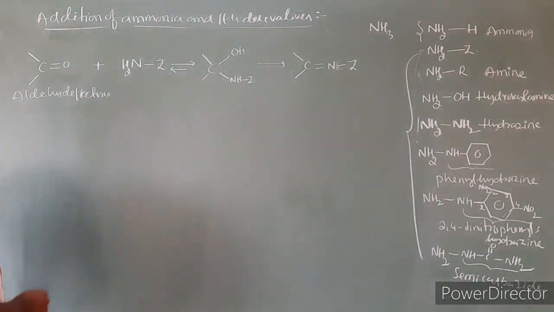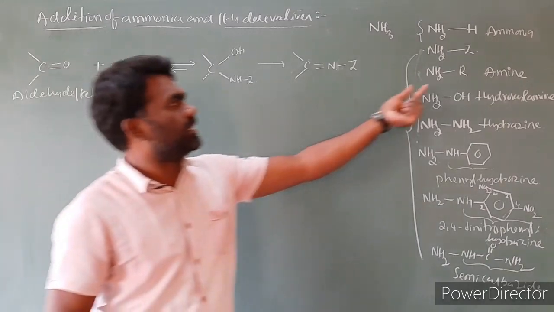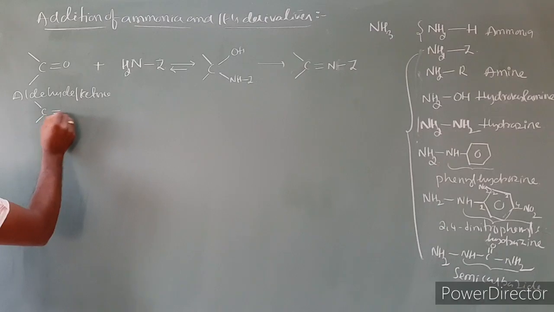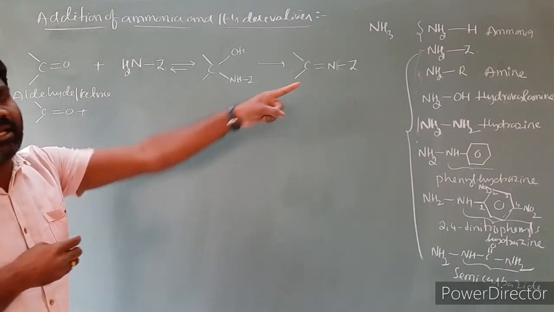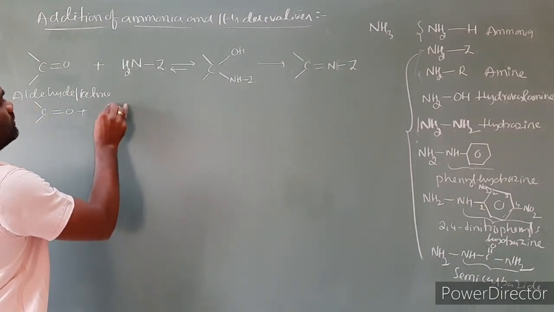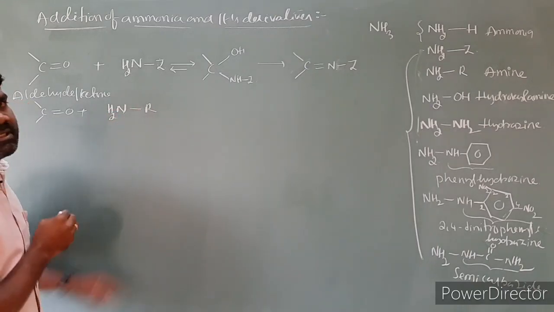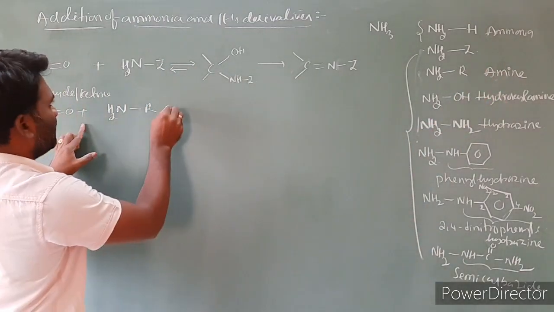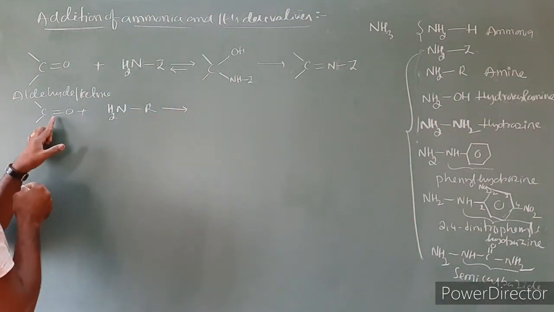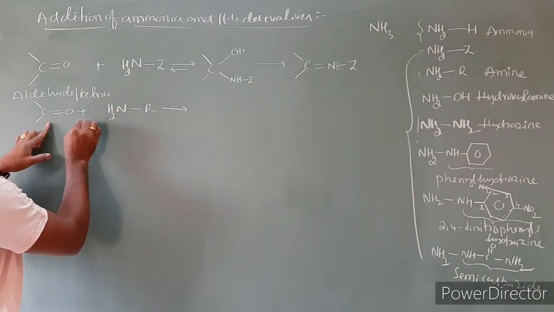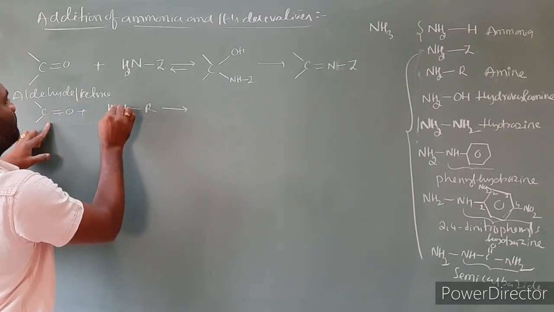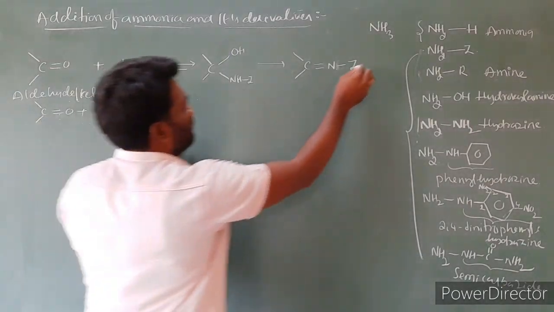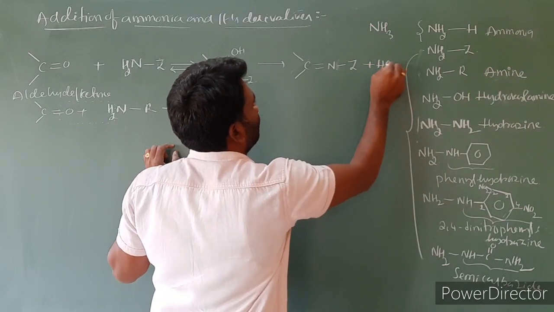First I am taking this R. I am taking an aldehyde or ketone, C double bond O, plus an alkyl group NH2R. In the place of Z I took R, which is nothing but an amine. Then the product: this oxygen and these two hydrogens eliminate in the form of water. So one more byproduct, water, will be obtained.